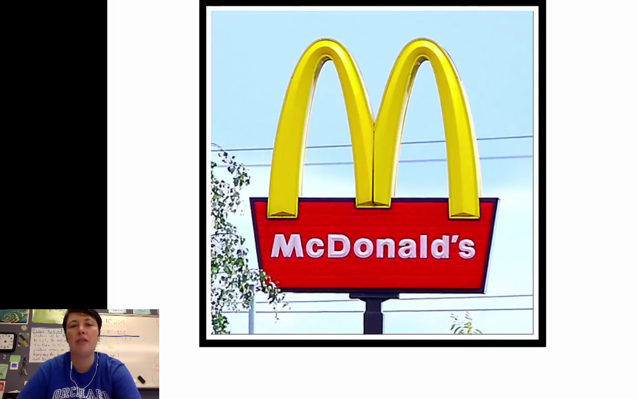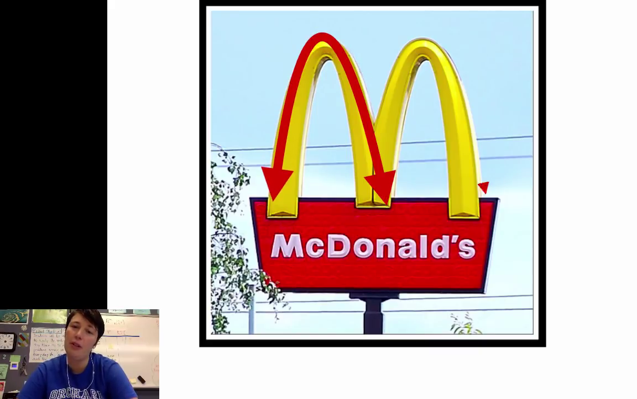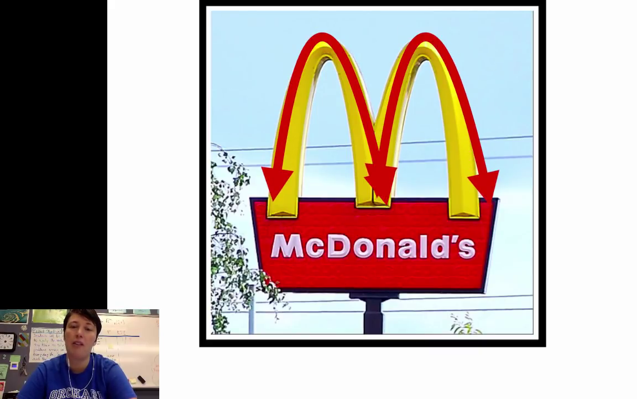Okay. You already know what this is. Where's the parabola? There's actually kind of two parabolas. You count the first arch and the second arch as a parabola. You will never look at McDonald's the same. Now you will only see quadratic graphs.